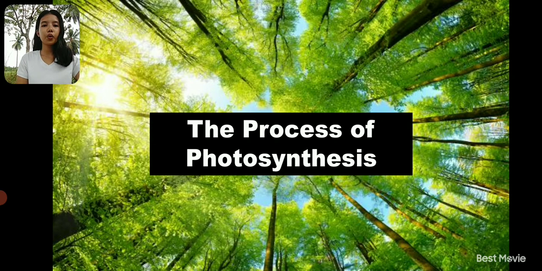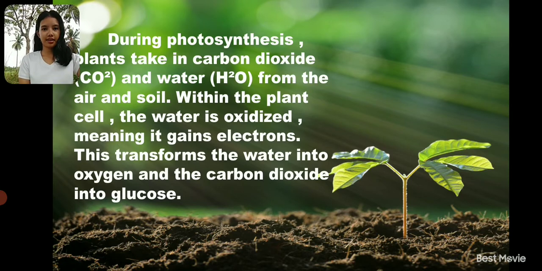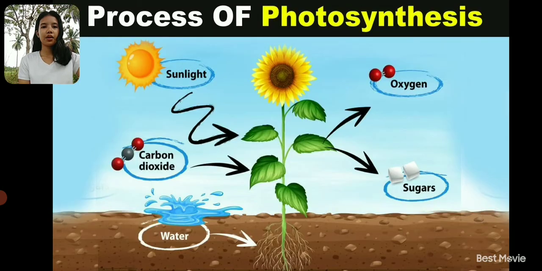So the process of photosynthesis. During photosynthesis, plants take in carbon dioxide and water from the air and soil. Within the plant cell, the water is oxidized, meaning it gains electrons. This transforms the water into oxygen and the carbon dioxide into glucose. So this is how plants eat, through the sunlight, carbon dioxide, and water, and then it transforms into oxygen and sugar.